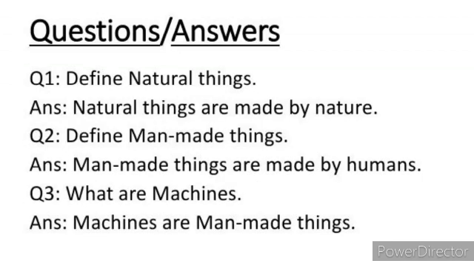Here are some questions for you students, and you have to learn and write these question answers in your notebook. Question number one is define natural things. Answer: natural things are made by nature. Question number two is define man-made things. Answer: man-made things are made by humans. Question number three is what are machines? Answer: machines are man-made things.